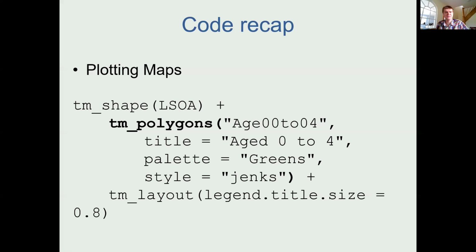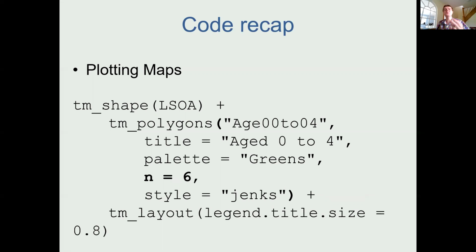So you can put in ?tm_polygons, and it'll give you the tm_polygons help file, or you can have a look online, and the tmap website is quite useful. It includes explanations and examples as well. And we can expand this, so we can put n = 6, which tells us we want 6 categories. And we can then add extra bits onto this.